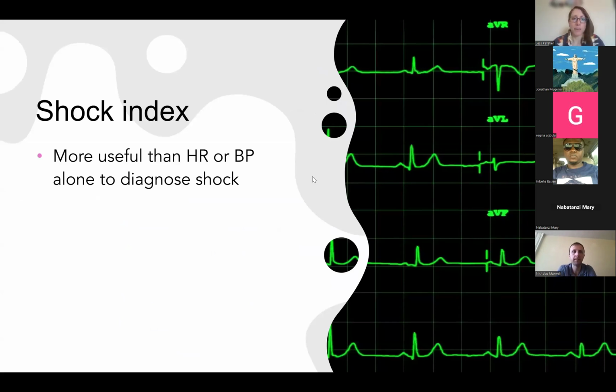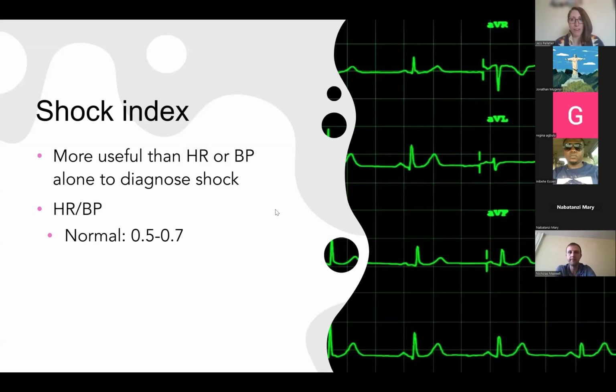If you're familiar with that, please feel free to chime in the chat. I'd love to hear whether people are using this in practice, but it's been found to be more useful than heart rate or blood pressure alone to diagnose shock. So you divide the heart rate by the blood pressure. So for example, if my heart rate is 120 and my blood pressure is 60, then my shock index is 2, which is not good.